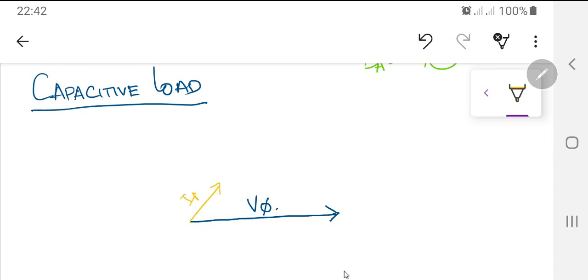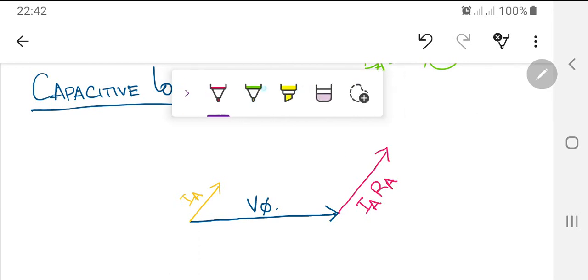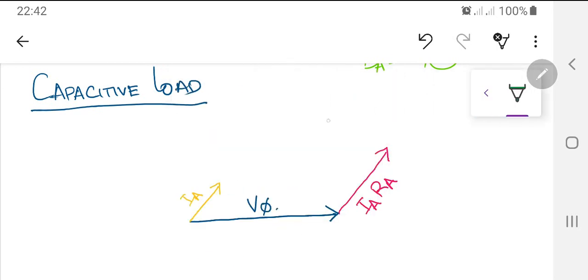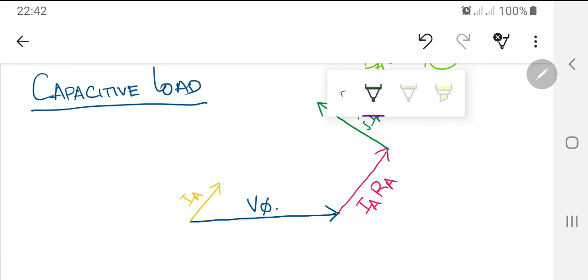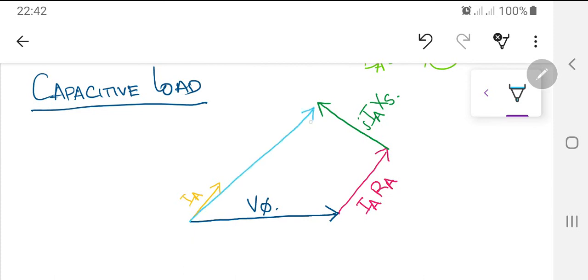this is my IA, and I have to now include IA RA. I hope these are two parallels. Please practice these very importantly, because these can definitely be asked in the exam. So this is IA RA, and then I have the jIA XS, and the last but very important one, this is my EA, and certainly this angle is delta.